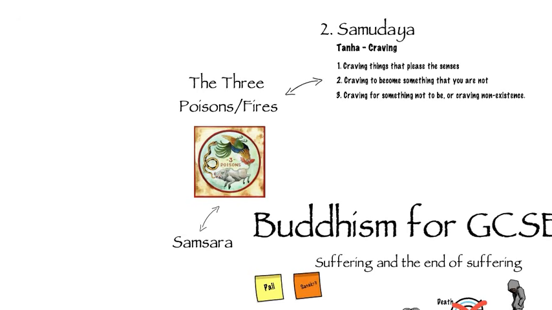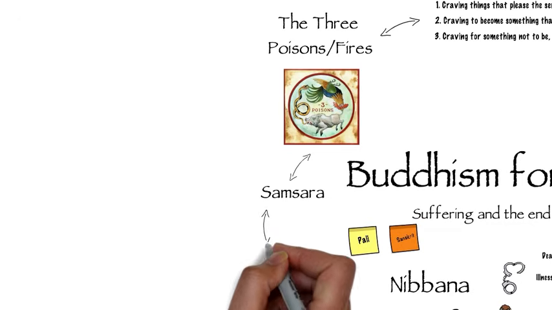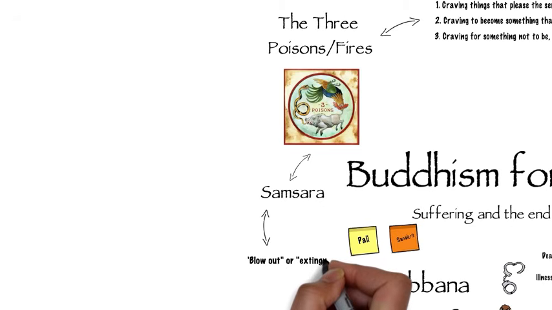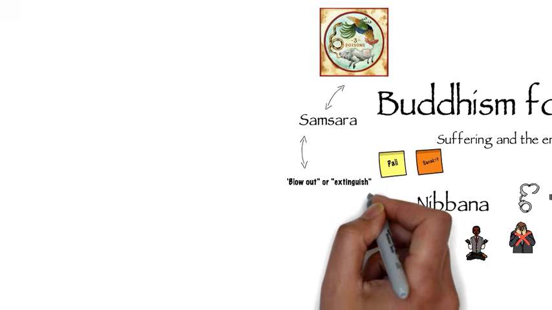Our ignorance leads us to crave things, and this craving in turn leads to greed and hatred, which keeps us trapped in the cycle of samsara and prevents us from reaching nibbana. These three poisons or fires need to be extinguished to achieve nibbana. Remember that nibbana literally means blowing out or extinguishing.